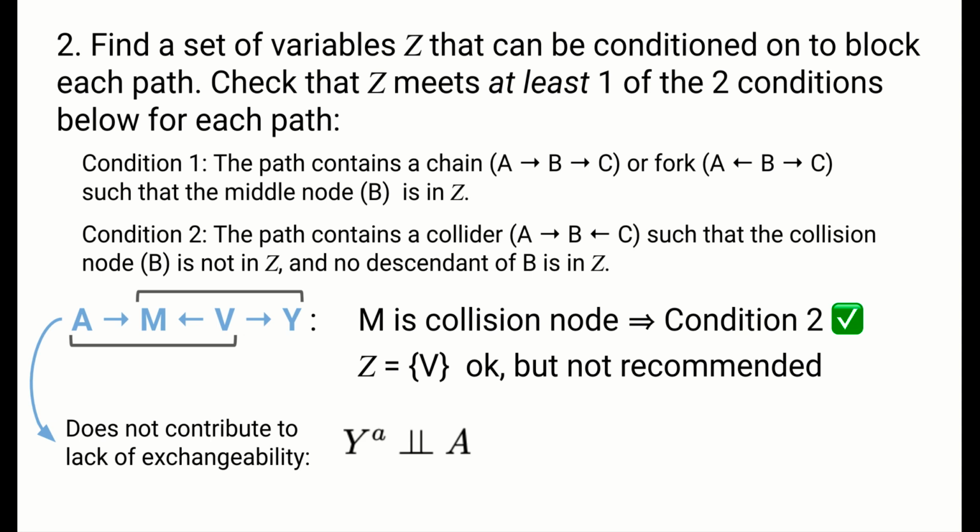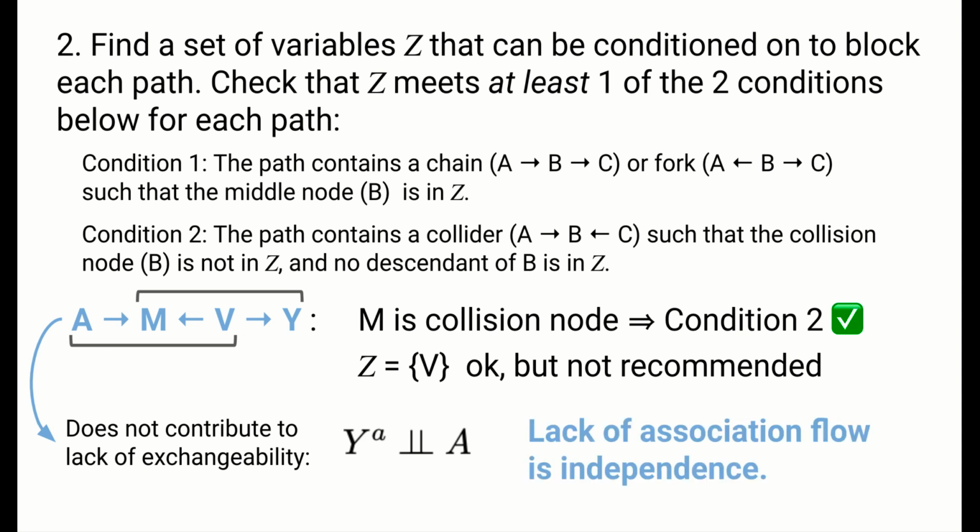Recall that exchangeability is the independence of the potential outcomes in treatment, which is important if the observed outcomes in each treatment group are to reflect the full set of potential outcomes for all study units. This lack of association flow between A and Y along this path is independence of YA and A along this path. Lack of exchangeability. Dependence between YA and A might arise from the other non-causal path, though.